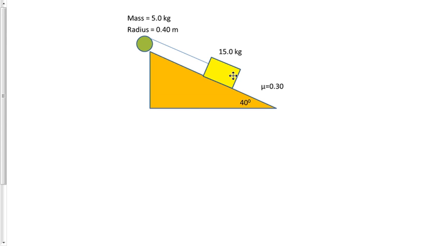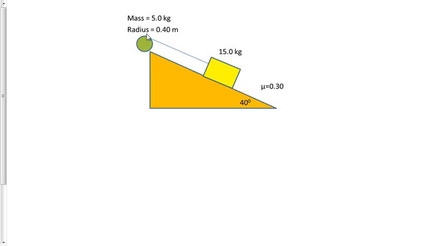A box is on an inclined plane, and the inclined plane does have friction, and it's going to be our job to figure out how fast it accelerates down the incline. It is attached to a pulley, so there's a cord wrapped around the pulley, and it's just going to slide under the presence of gravity and cause this to rotate.